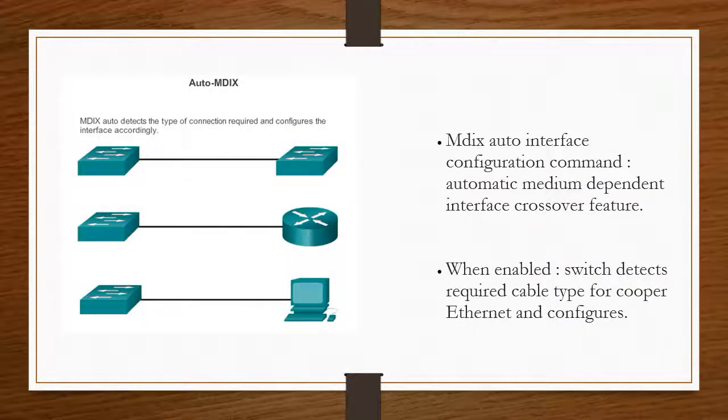Most switch devices now support the mdix auto interface configuration command in the CLI to enable the automatic medium-dependent interface crossover feature. When enabled, the switch detects the required cable type for copper Ethernet connections and configures the interface accordingly. Therefore, you can use either a crossover or a straight-through cable for connections to a copper port on the switch, regardless of the type of device on the other end of the connection.